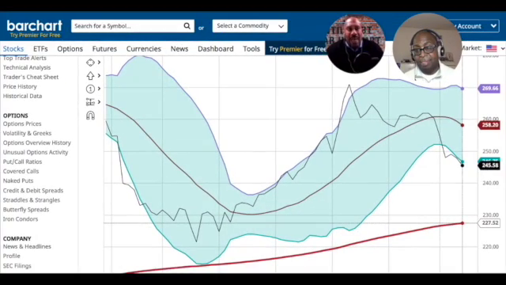Where would you like to buy? Would you like to buy high or buy low? Would you like to buy anything high or low? Yeah, you don't want to buy high. You want to buy low. You absolutely want to buy low. You sell high, but you buy low, right?